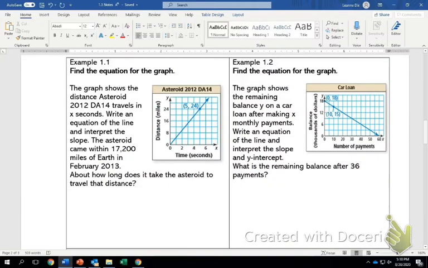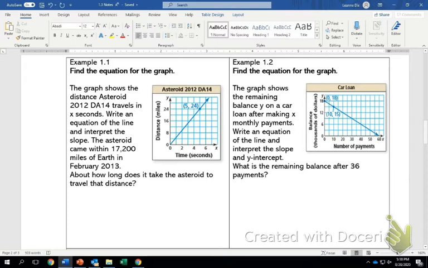So example 1.1 says find the equation of the graph, and it gives a paragraph just to sort of explain what the graphic is all about. And it says the graph shows the distant asteroid 2012 DA14, that's just the name of that asteroid, travels in x seconds. Write an equation of the line and interpret the slope. The asteroid came within 17,200 miles of Earth in February of 2013. About how long does it take the asteroid to travel that distance?